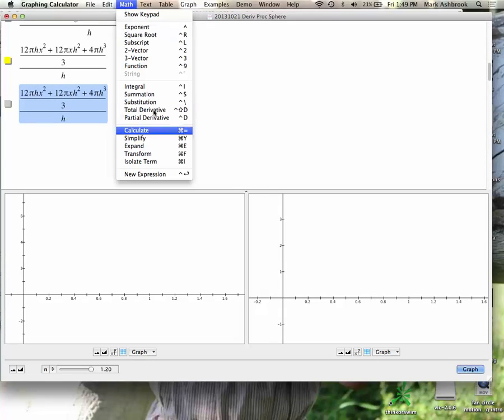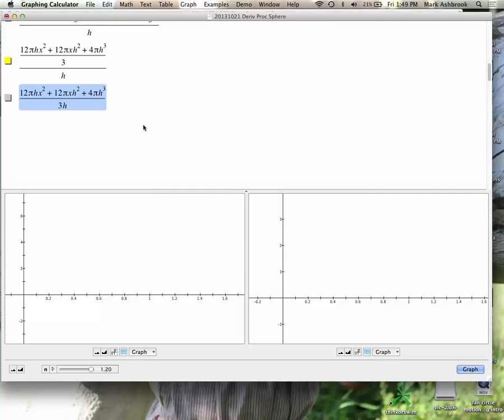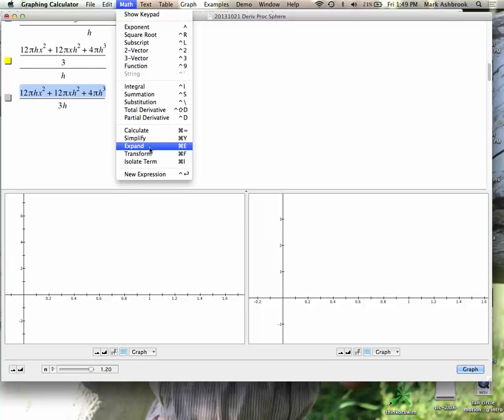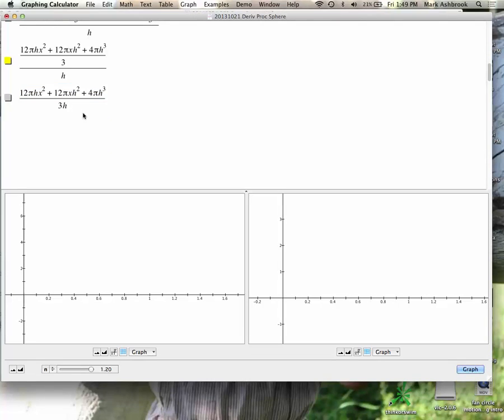And now we'll simplify that, and we can factor out an h. Does it factor? I think it factors, right? Somewhere? Isolate, maybe? No. I didn't practice this before class, sorry.